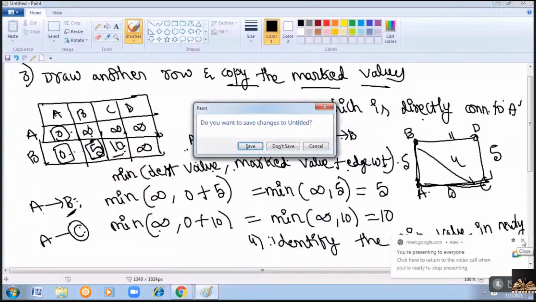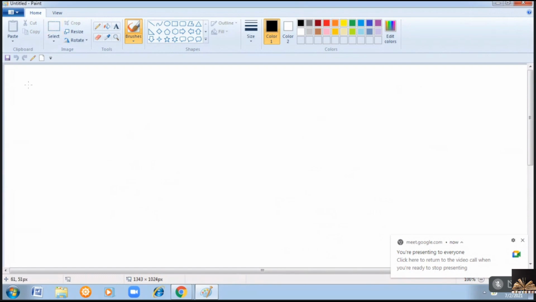So now the next step is to repeat step 3. That means you have to create one more row and copy the marked values of the second row. So next is repeat step 3. What is step 3?